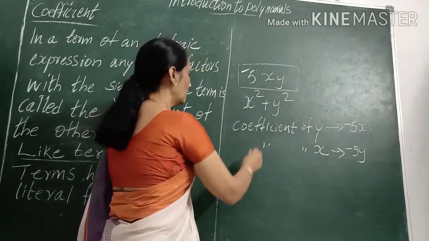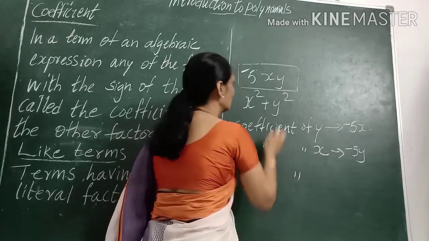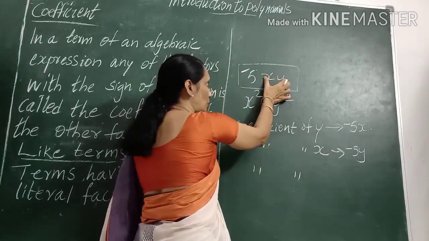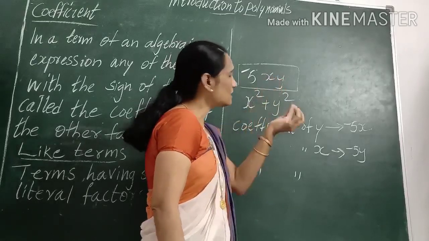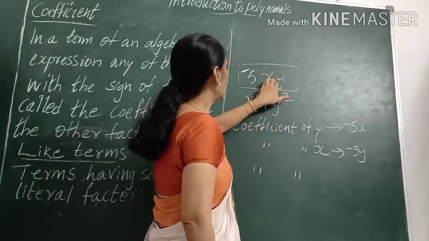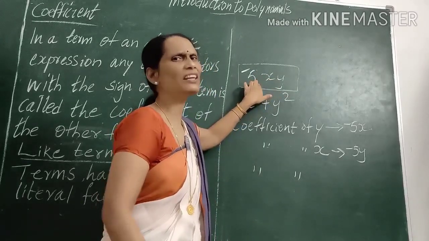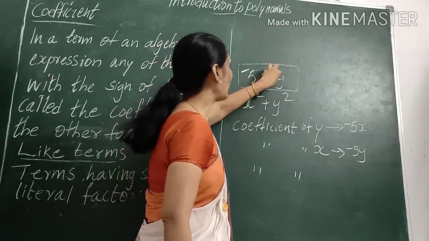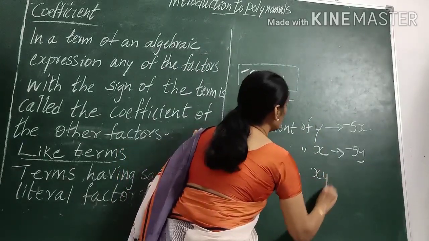Okay. Now, if it is asked, what is the coefficient of xy? We want to find out xy. If xy is taken as a single factor, then what is the other factor multiplied with xy? That is minus 5. So the coefficient of xy is minus 5.